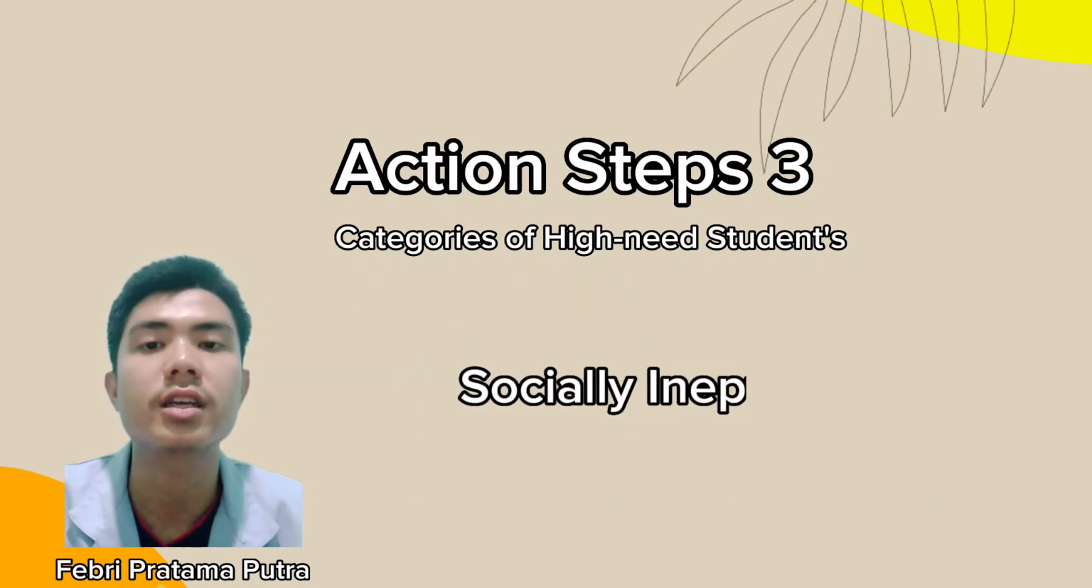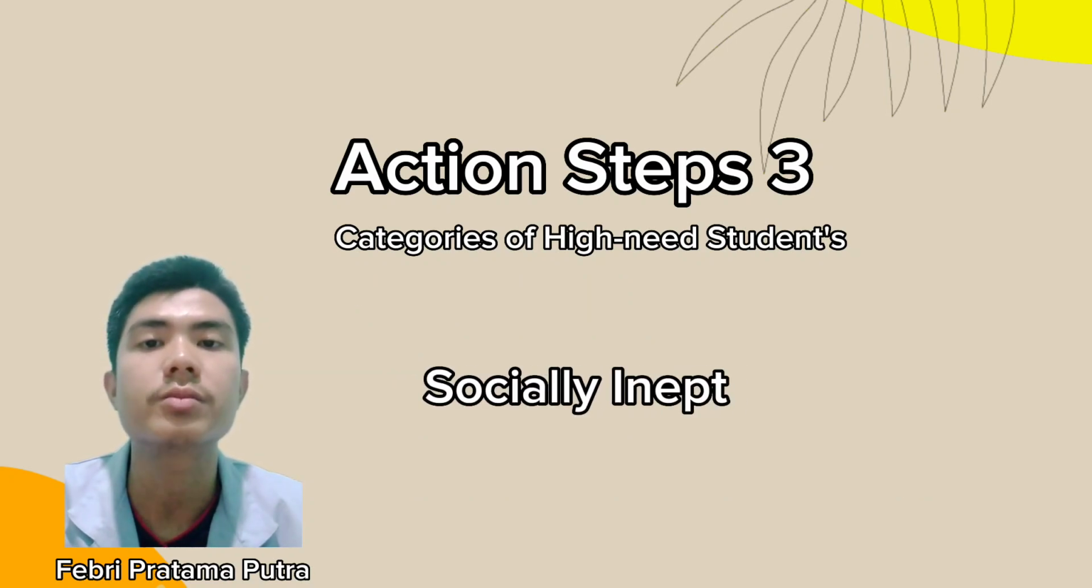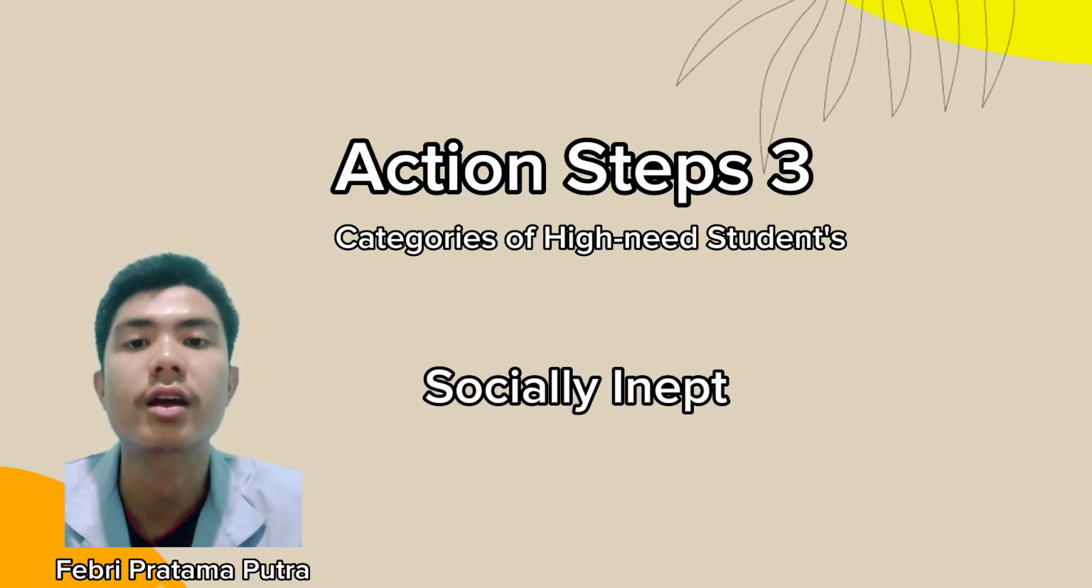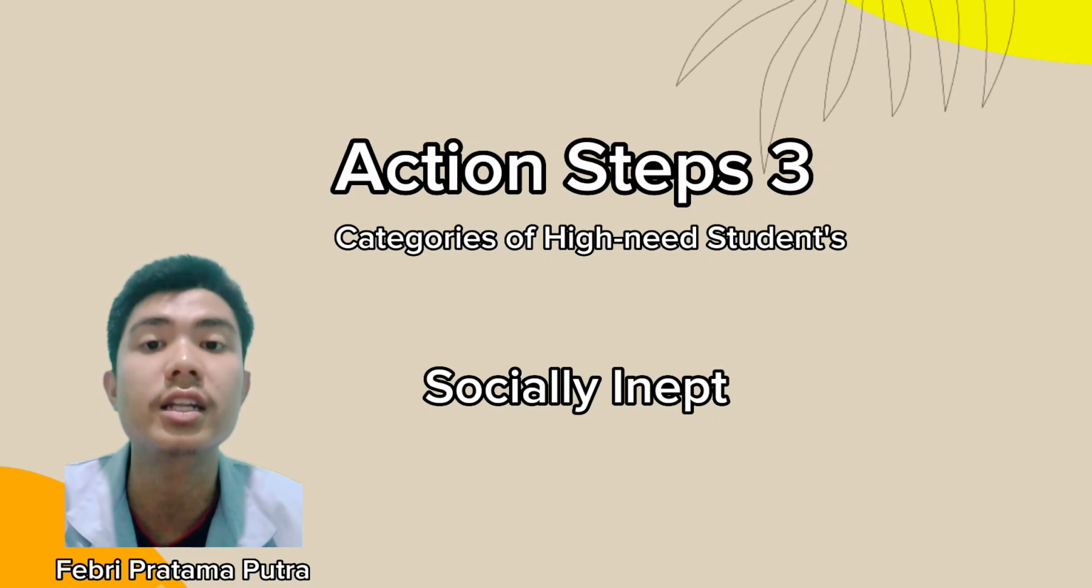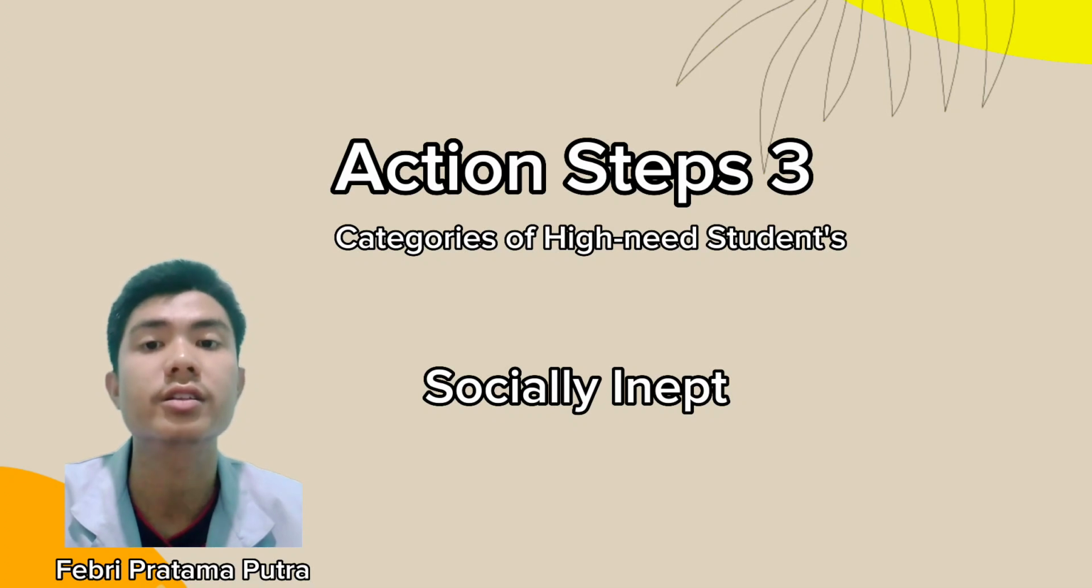Fifth is socially inept. Socially inept students have trouble making and keeping friends. They stand too close and touch others in annoying ways, talk too much, make stupid or embarrassing remarks, misread others' cues, and in general don't seem to fit in. They are often well-meaning students who are trying hard to relate to others.